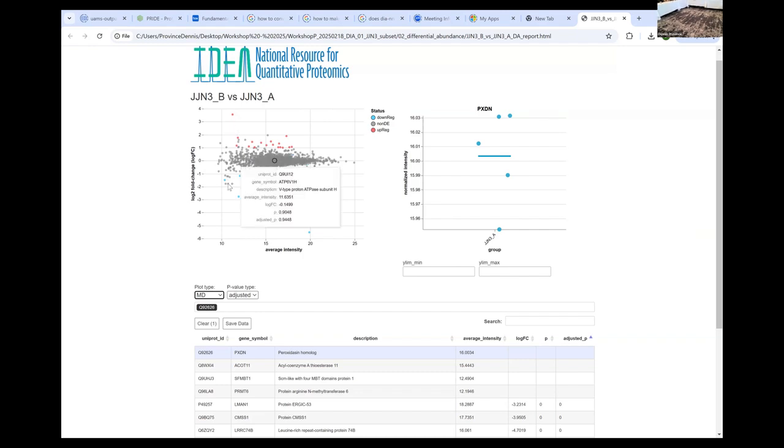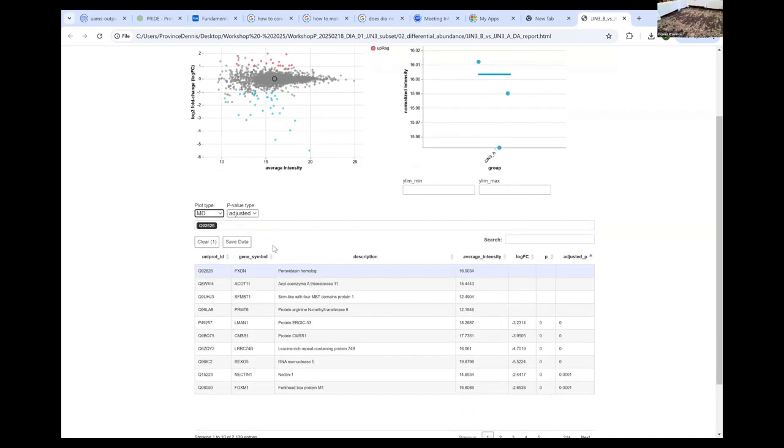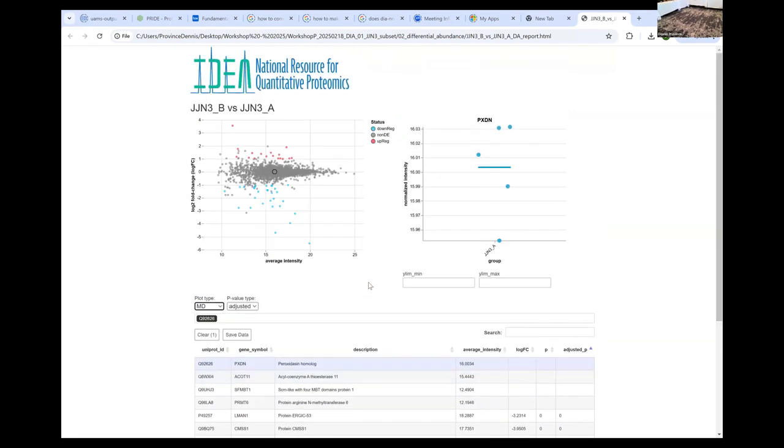And sometimes the instrument does that for us because its sensitivity drops off there. And so the highest abundant guys are over here and the lowest guys are over there. And so this is one way to interact with your data. And this is a tool that was developed as part of this ProteoDA package, and we use this all the time.